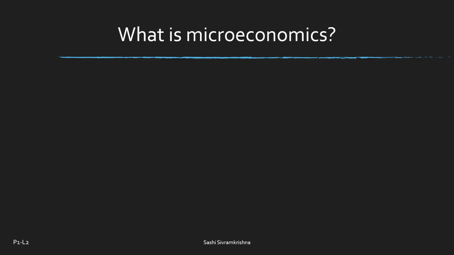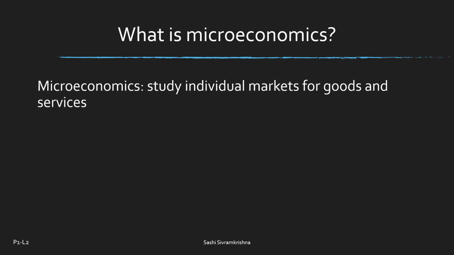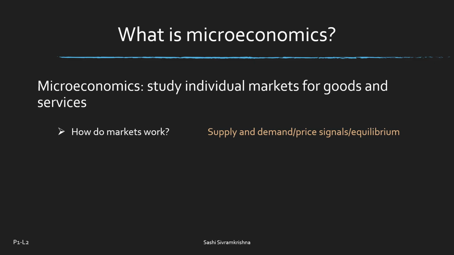The market system consists of millions of such individual markets for every conceivable good or service. For instance, we have markets for apples, we have markets for different varieties of apples, we have markets for economists, we have markets for aircraft, and so on. In microeconomics, we look at 4 specific questions when it comes to understanding individual markets. The first question is, how do they work?